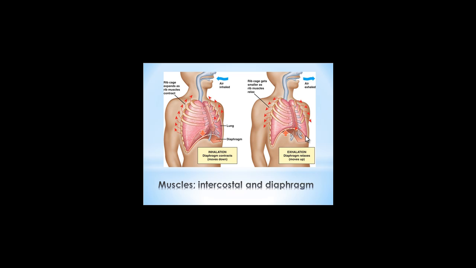So during exhalation, the diaphragm relaxes and bulges upwards, as you can see here. The intercostal muscles also start to relax, so the volume of the chest cavity actually decreases, i.e. the rib cage gets smaller due to those two muscles relaxing. This increases the pressure inside of the lungs, therefore pushing the air out.